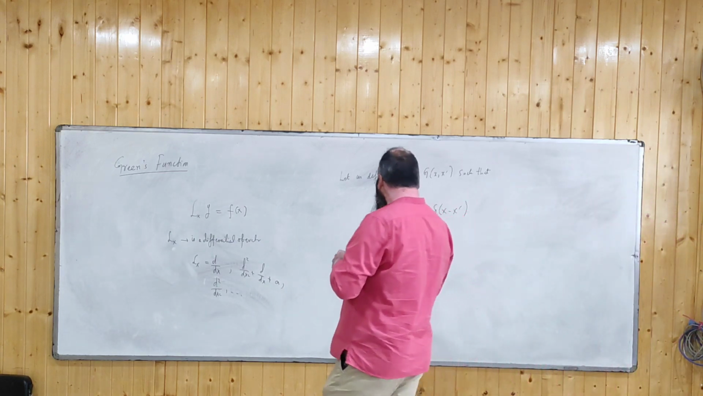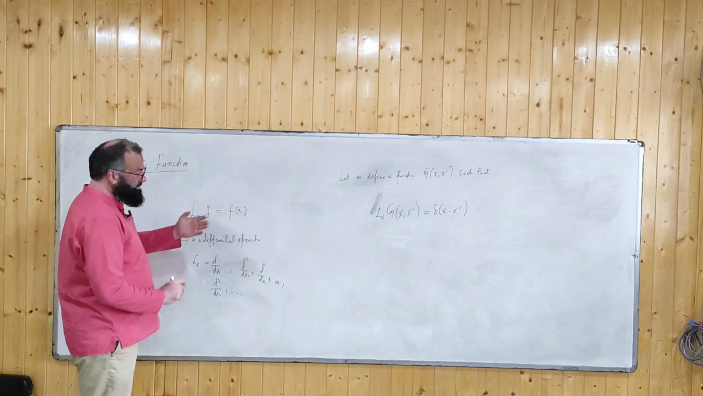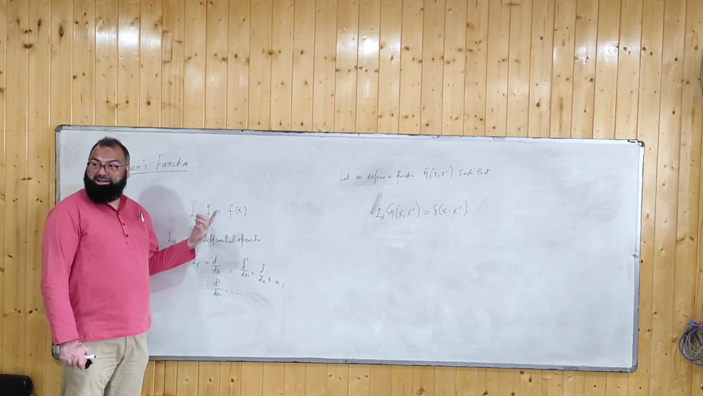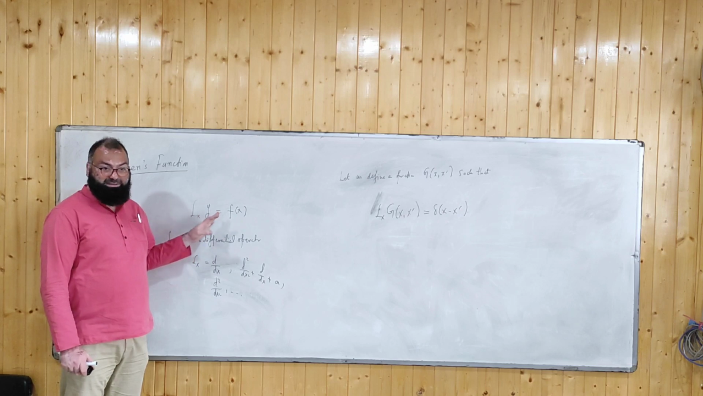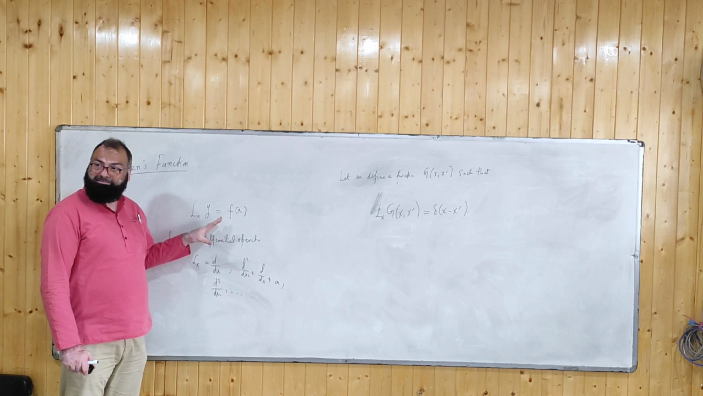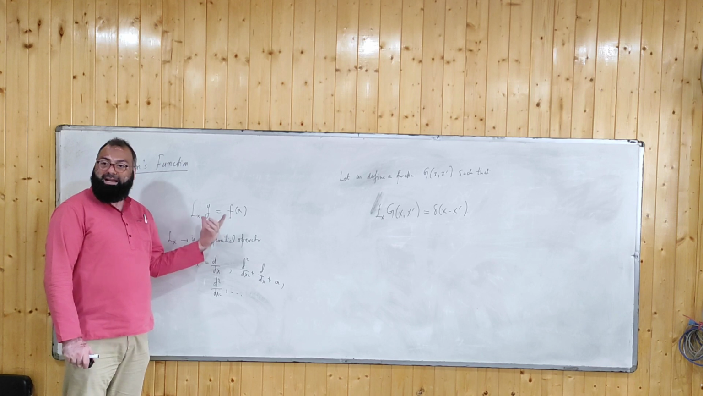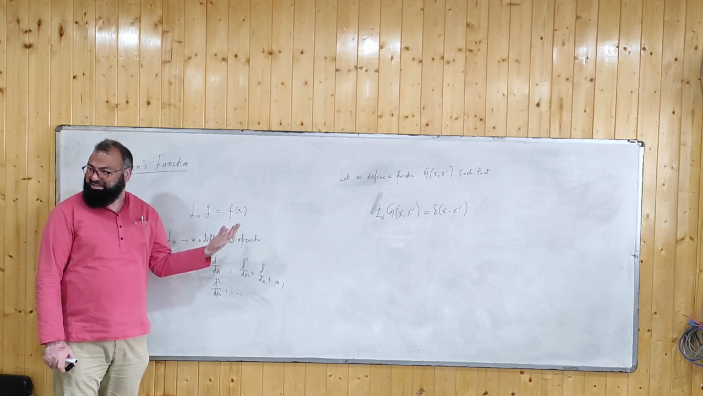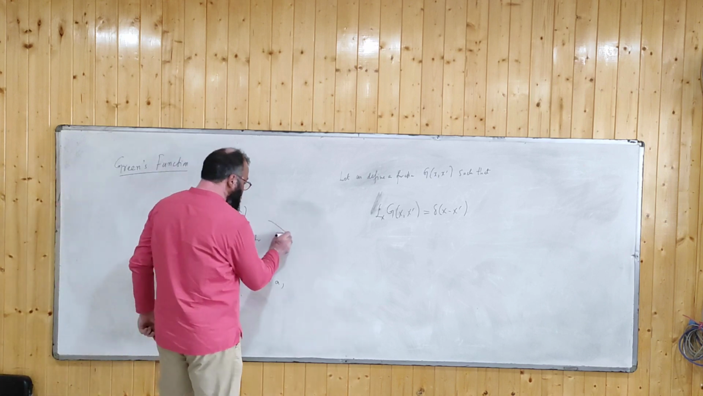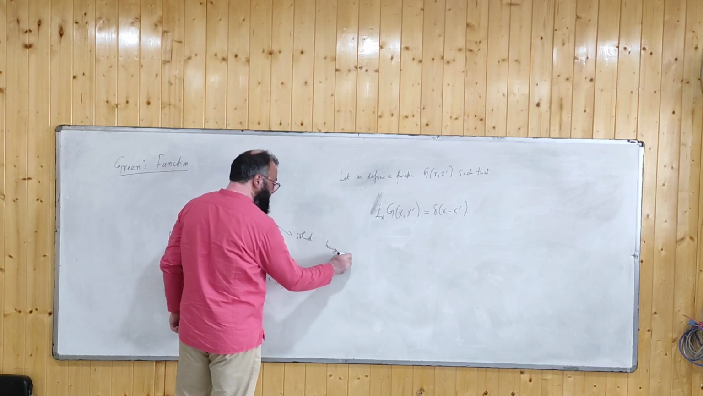Okay, how to construct the solution? Look here: you have this inhomogeneous differential equation. There are actually two parts of a solution. One is the homogeneous part: you solve the homogeneous differential equation, and then figure out a particular integral, is it? The particular integral corresponds to the inhomogeneous part. So the solution consists of two parts, homogeneous plus particular integral.